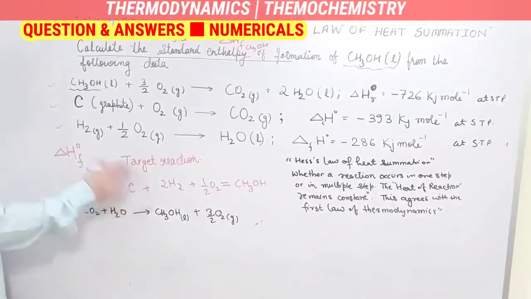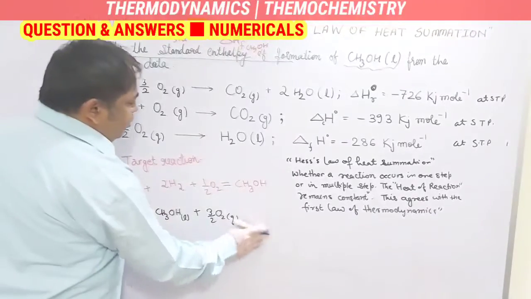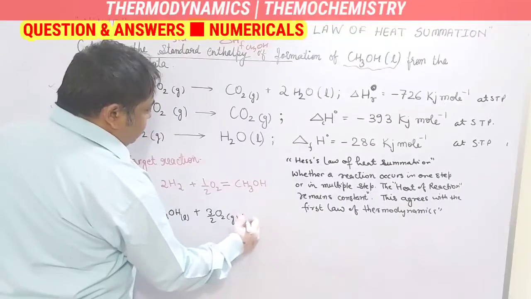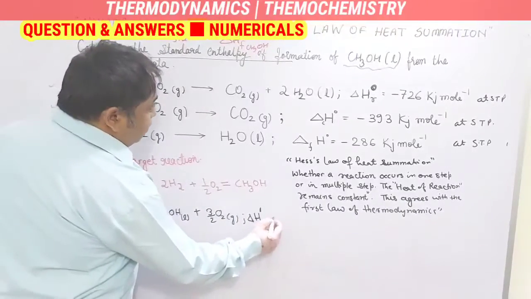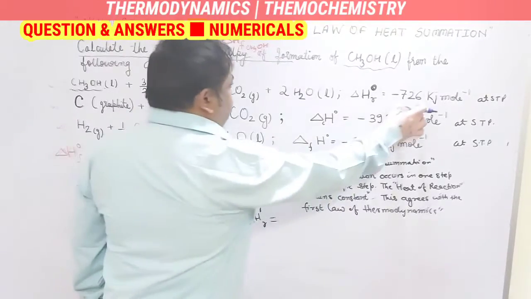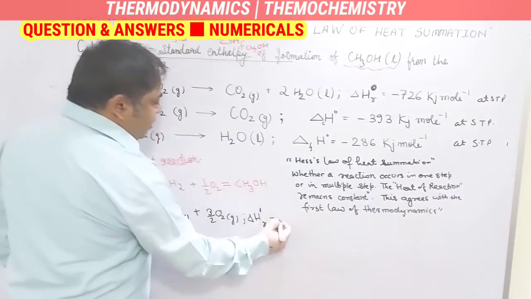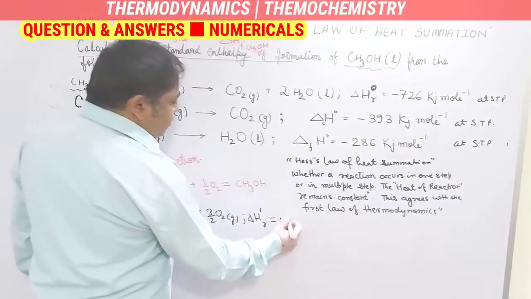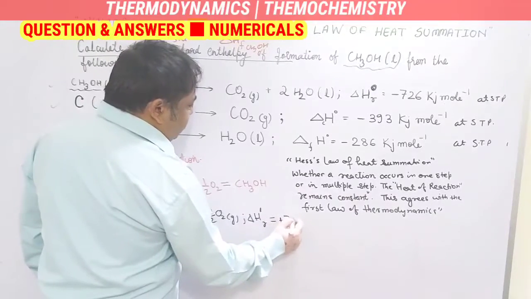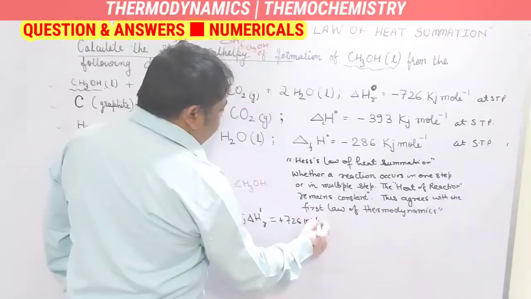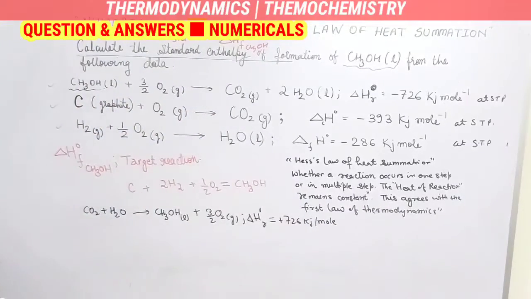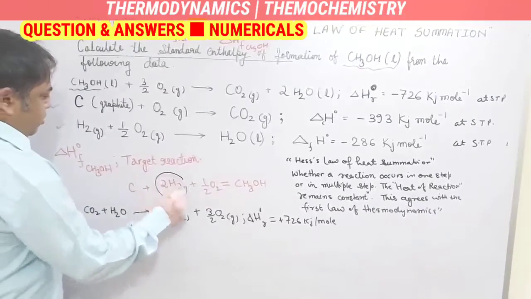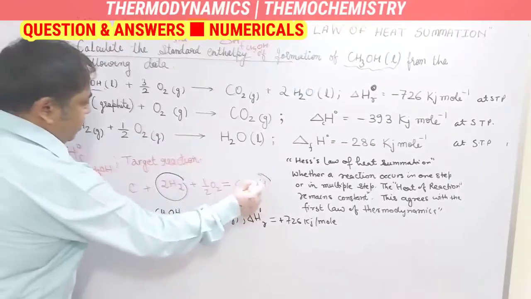Now when we are reversing the whole equation, this value will also get reversed. So here delta H for the reaction, if it was negative, now since it is reversed, it will become positive. It will become 726 kilojoule per mole. Next, this is done. This we have done.